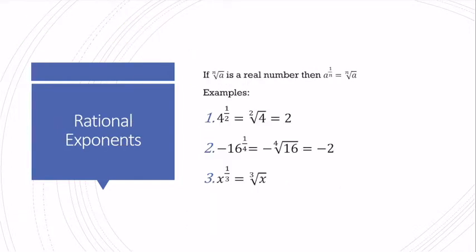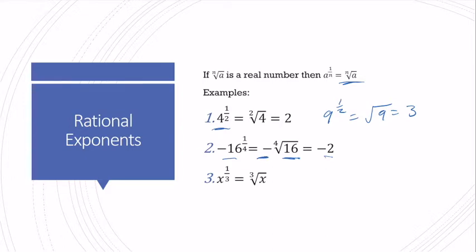So exponents don't just have to be whole numbers. Exponents can also be fractions. And these rational exponents represent radicals. So if I said 4 to the 1/2, that's the same as taking the square root of 4, which is 2. If I said 9 to the 1/2, that's the same as taking the square root of 9, which is 3. If I had negative 16 to the 1/4, that means I'm asking for the negative 4th root of 16, which would be negative 2.